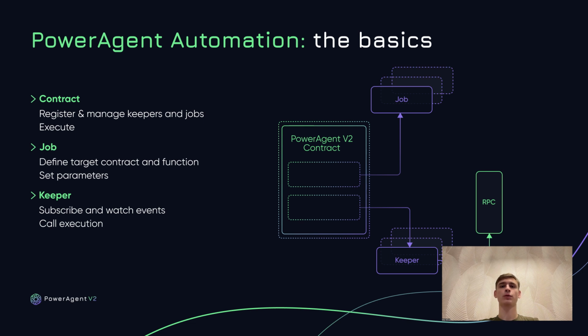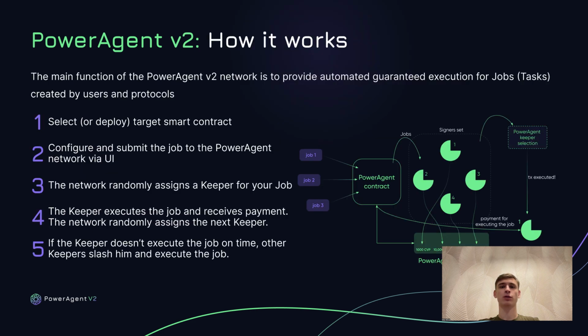So suppose you want to automate some on-chain task, for example, harvest yields from a DEX once a week. Let's now see how it works step by step. Firstly, you select or deploy a smart contract on EVM chain with a function that has either time-based or logic-based execution conditions. In our example of yield harvesting from DEX, it will be the DEX contract, and the function would be harvesting yields.